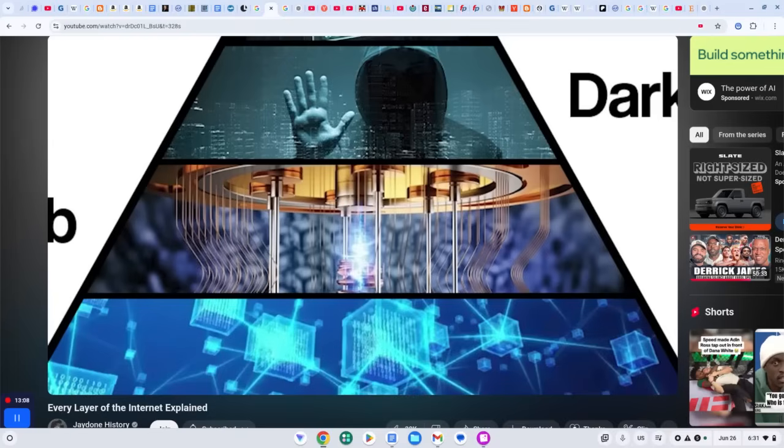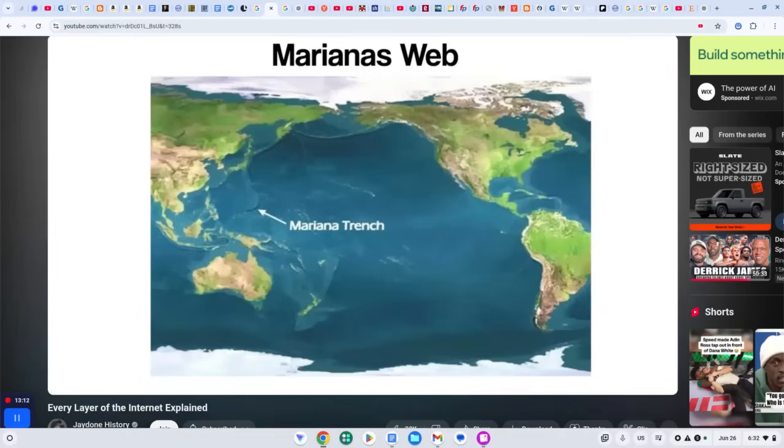Online forums, conspiracy theories, and digital folklore describe it as the deepest and most secretive layer of the internet, far beyond the surface web, deep web, and even the dark web. Named after the Mariana Trench, the deepest part of the world's oceans, the Marianas Web is portrayed as a hidden digital realm where the most sensitive, powerful, or forbidden information resides.